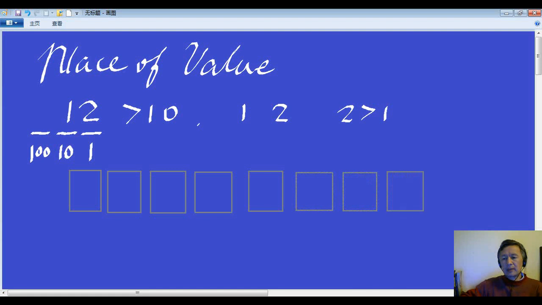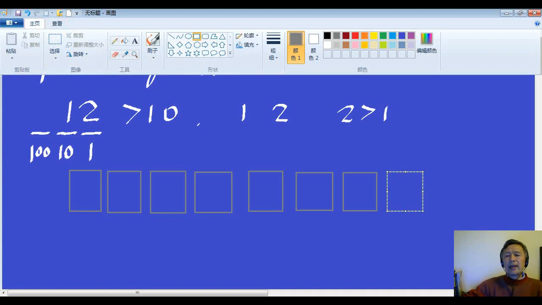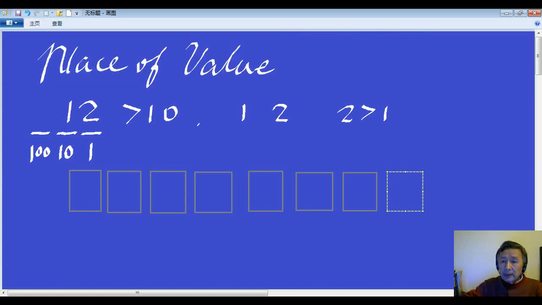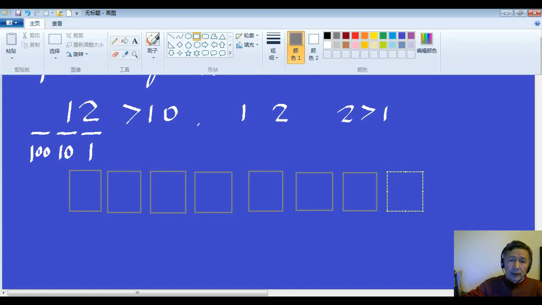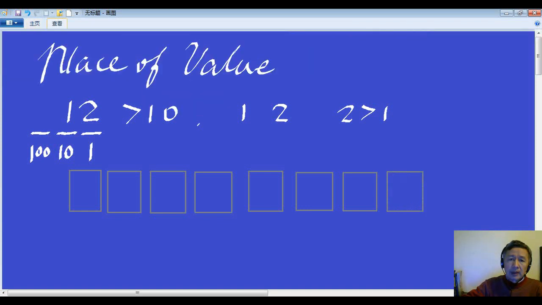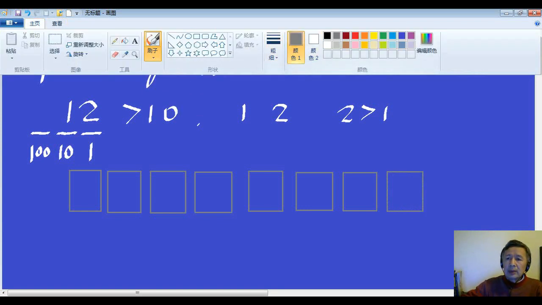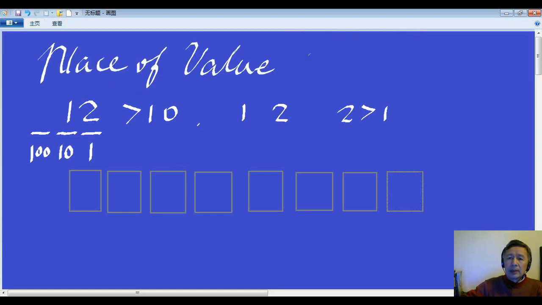Now, these boxes are called places, where you put the numbers. How many numbers can we put in each place? Can you imagine? Yes, the answer is you only have 10 choices. So you only have 10 choices. Let's go here, and pick up the red color.